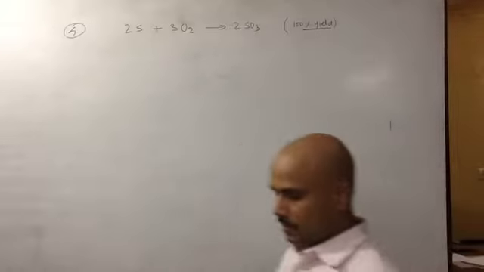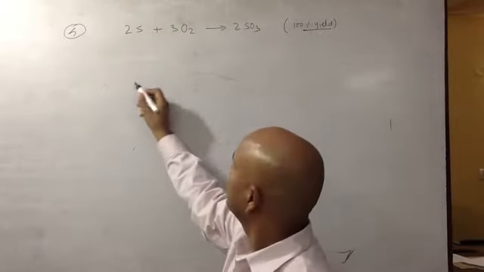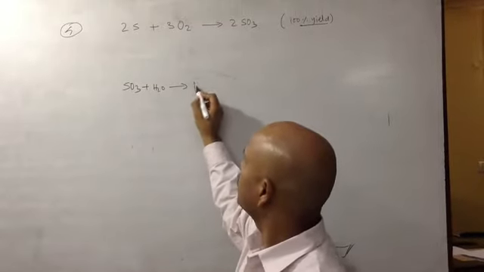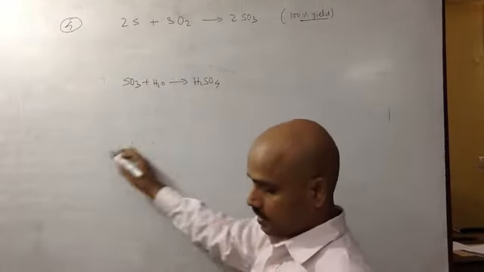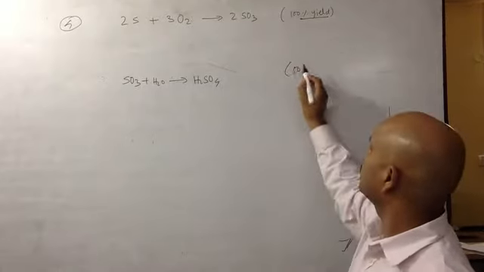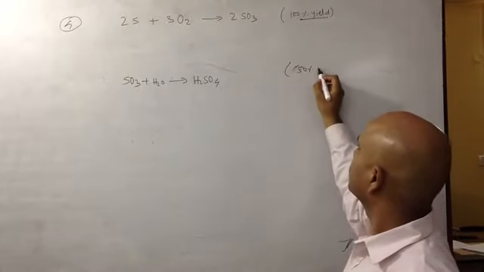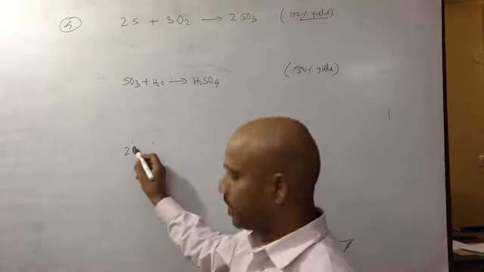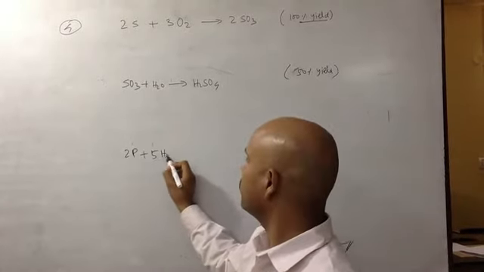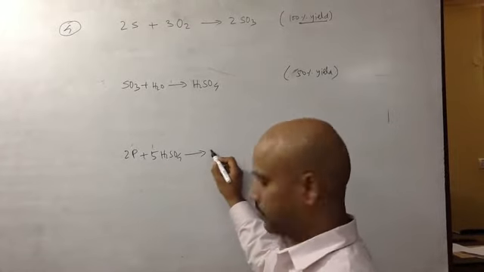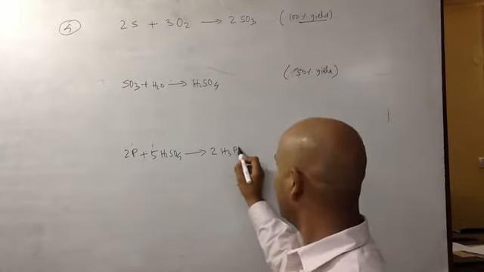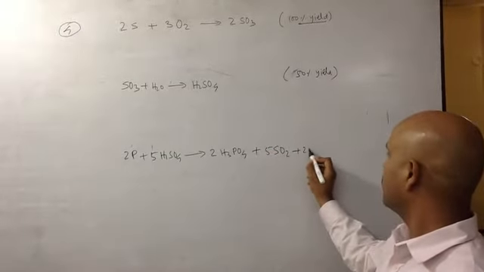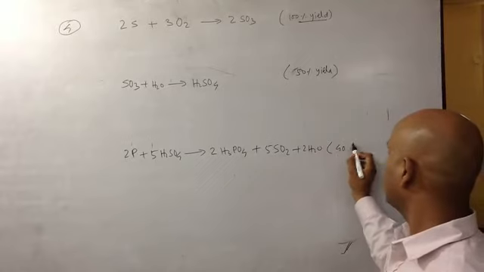Now, the second equation is SO3 plus H2O, H2SO4 is formed. It is 50% yield. And then we have 2P plus 5H2SO4 gives 2H3PO4 plus 5SO2 plus 2H2O. It is 40% yield.